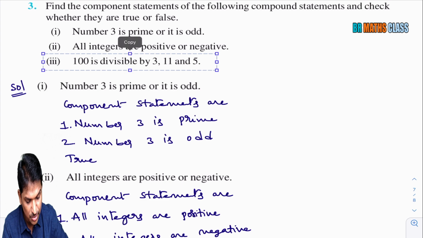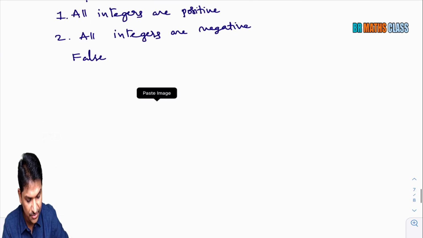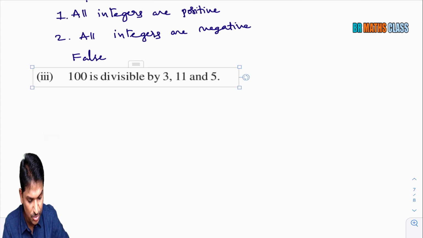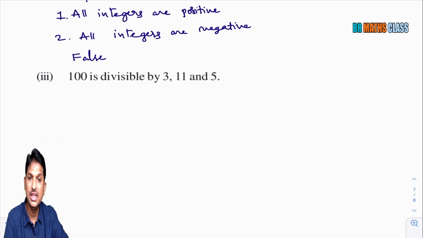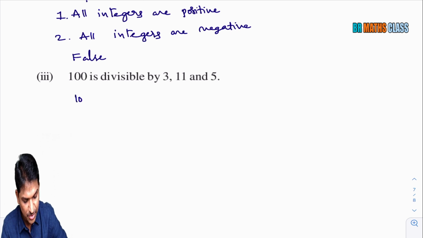100 is divisible by 3, 11, 5. They have given it like this. 100 is divisible by 3, 11, 5. Okay. In this, what is the connecting word? Look here, and is there. What are the component statements? I'll write the component statements here.